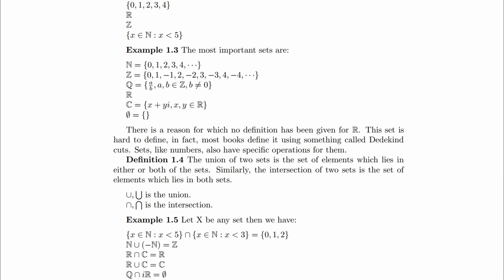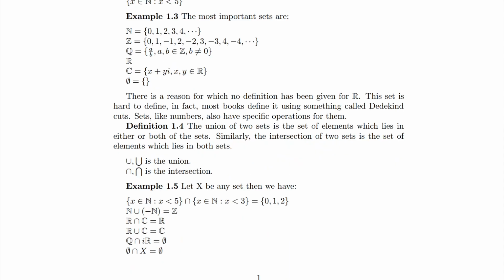Sets also have operations. The two most basic operations are union and intersection. The union and intersection are represented as shown. The second symbol is usually used to represent multiple unions, sometimes even uncountably many. The same for the intersection.